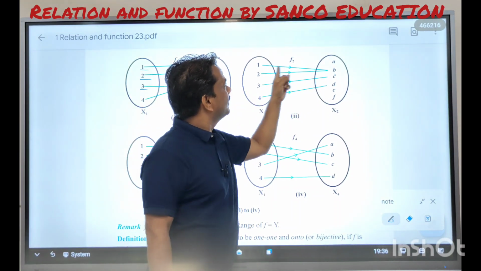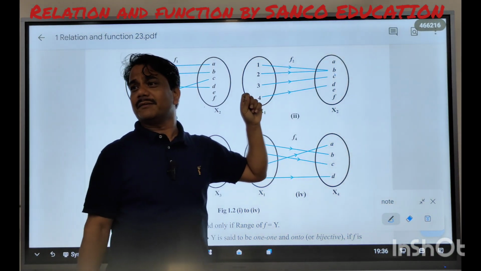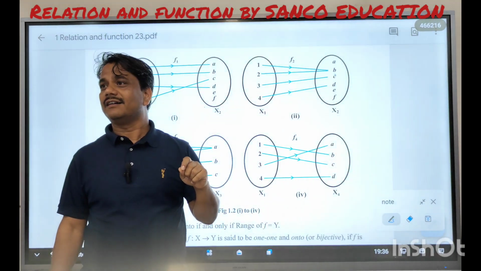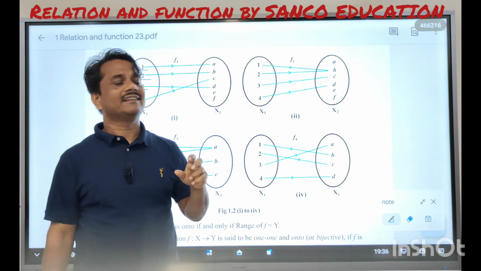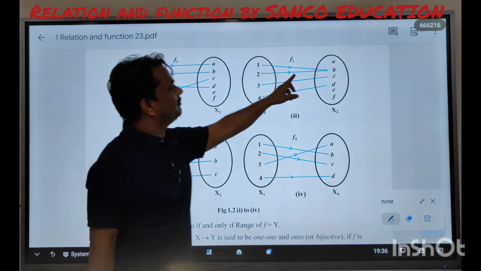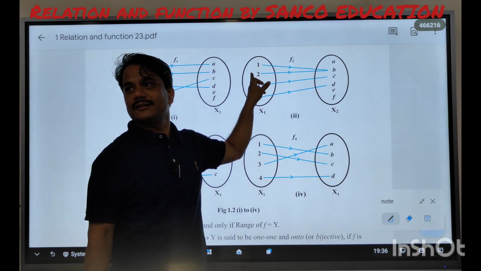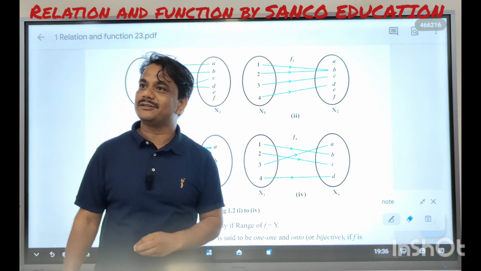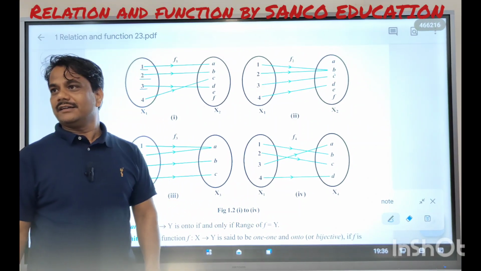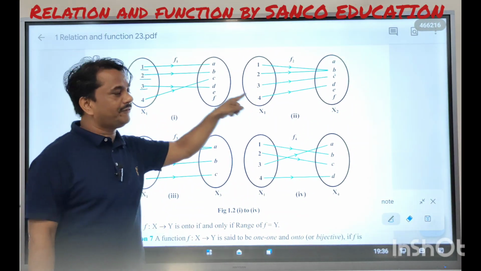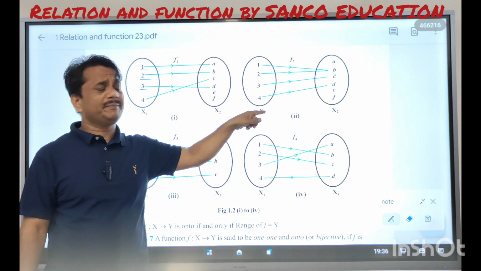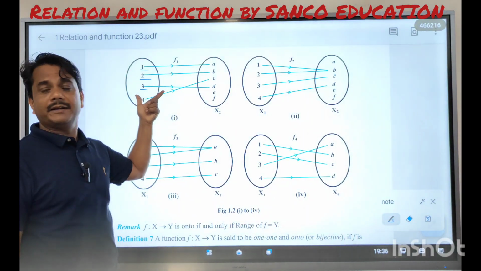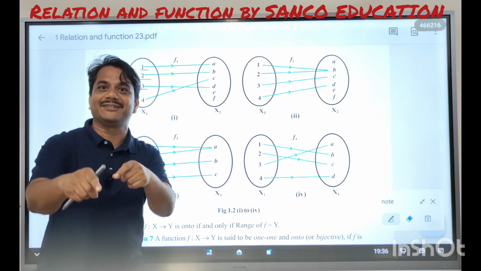So what type of mapping is this? Sir, it is not 1-1, because B has two pre-images. So this is called many to 1. If this is a function, will it be 1-1? Yes, first it will be 1-1. If it is not 1-1, then it will be many to 1.